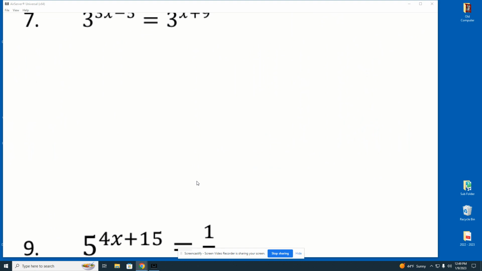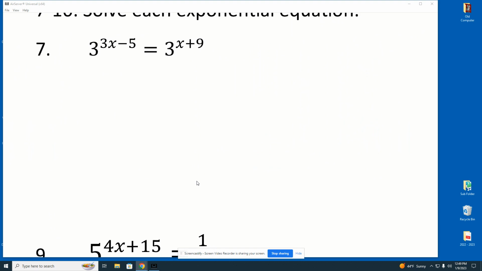Now, I tried to make these pretty simple because, in all seriousness, if you're going to use this method, you're going to use it for pretty simple ones. For the ones that are a little harder, more than likely you'll use the other method that we'll probably be talking about on Friday.